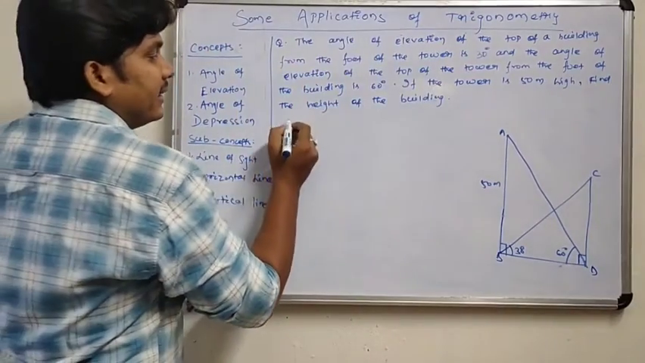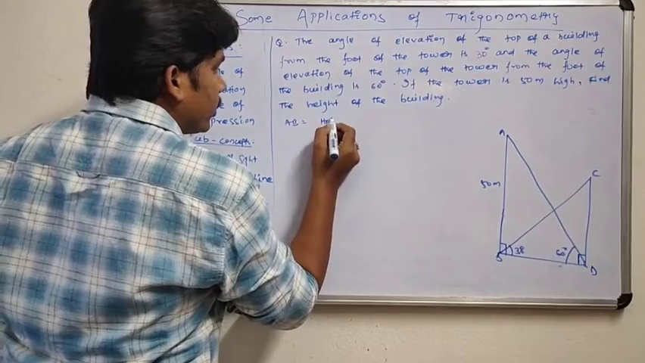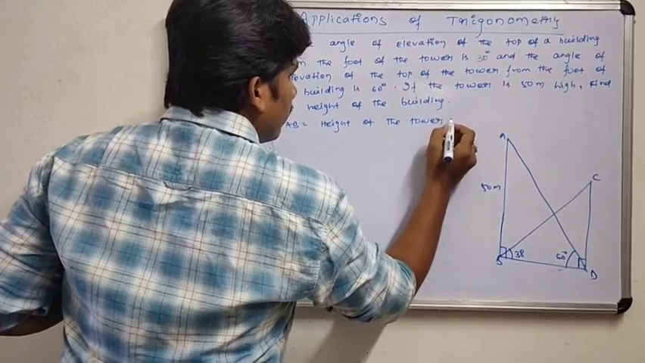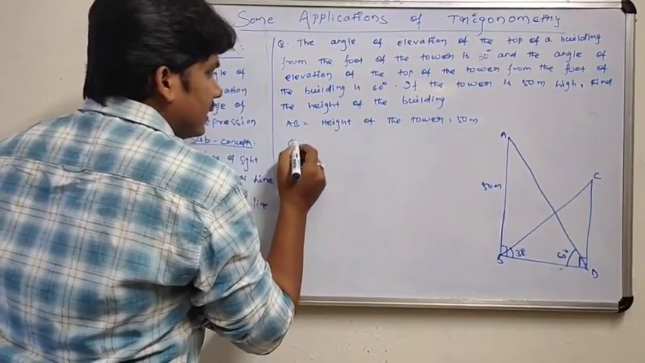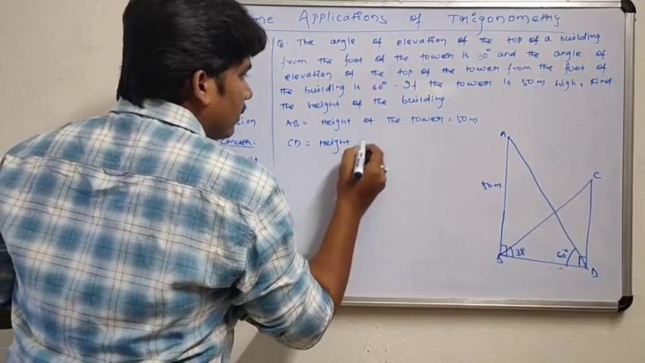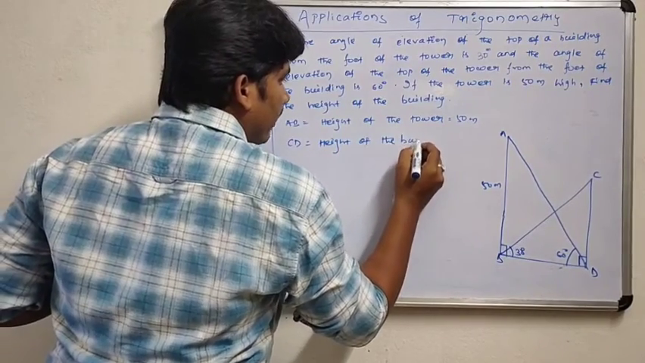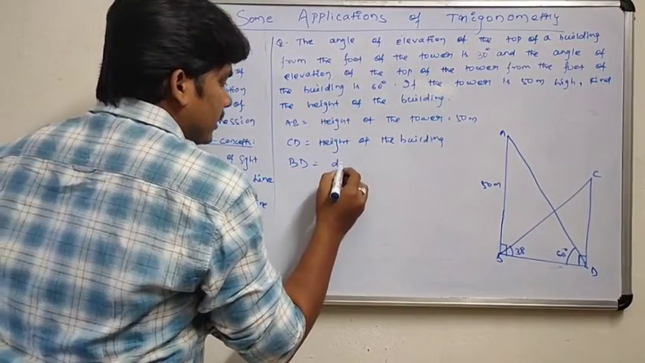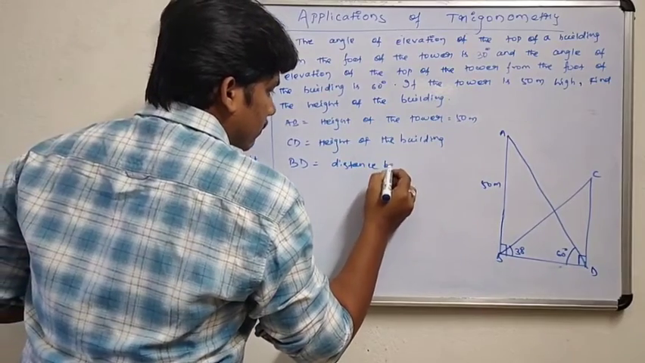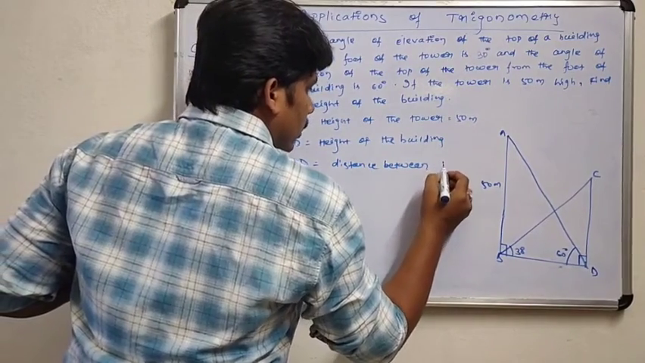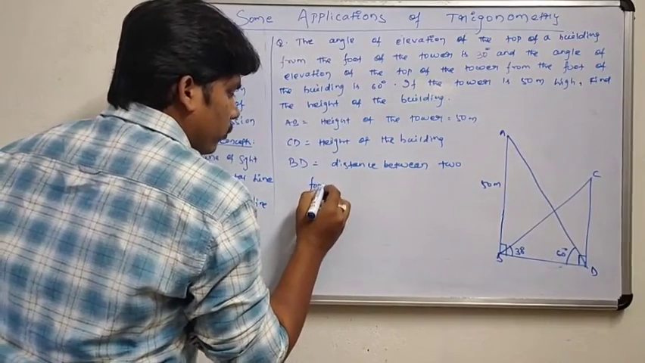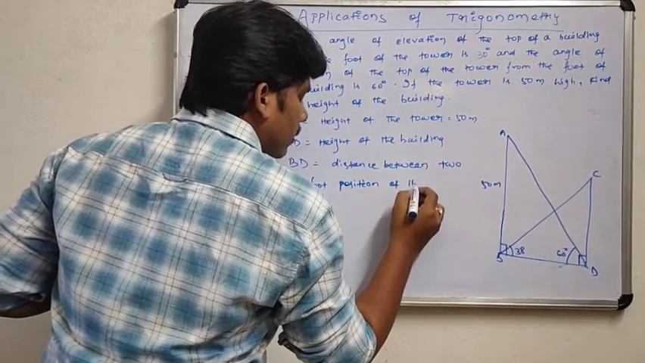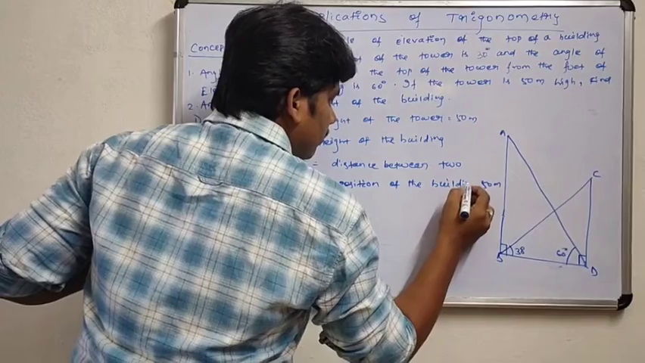Now I will write AB, which is the height of the tower, which is given as 50 meters, and CD is the height of the building, which we don't know. We have to find this. And BD is the distance between the two foot positions of the building and tower.